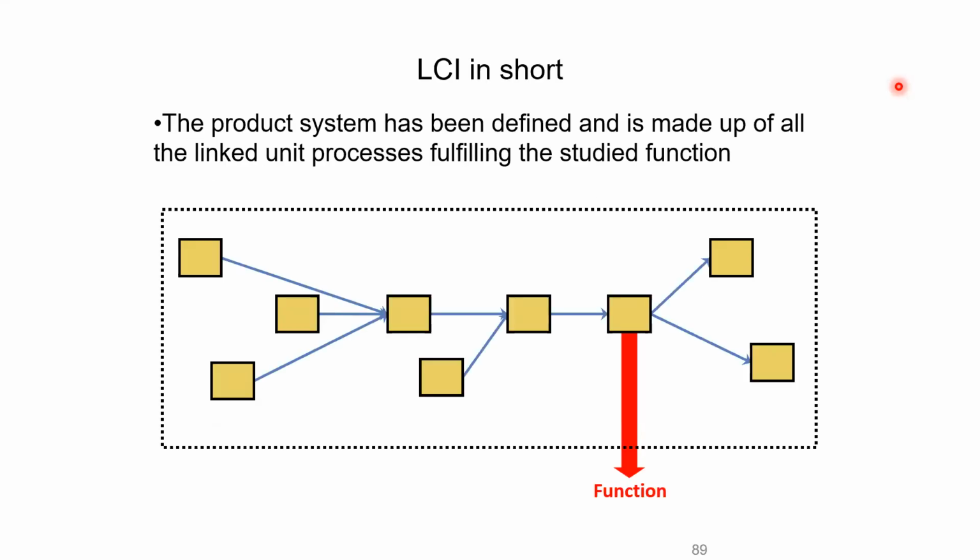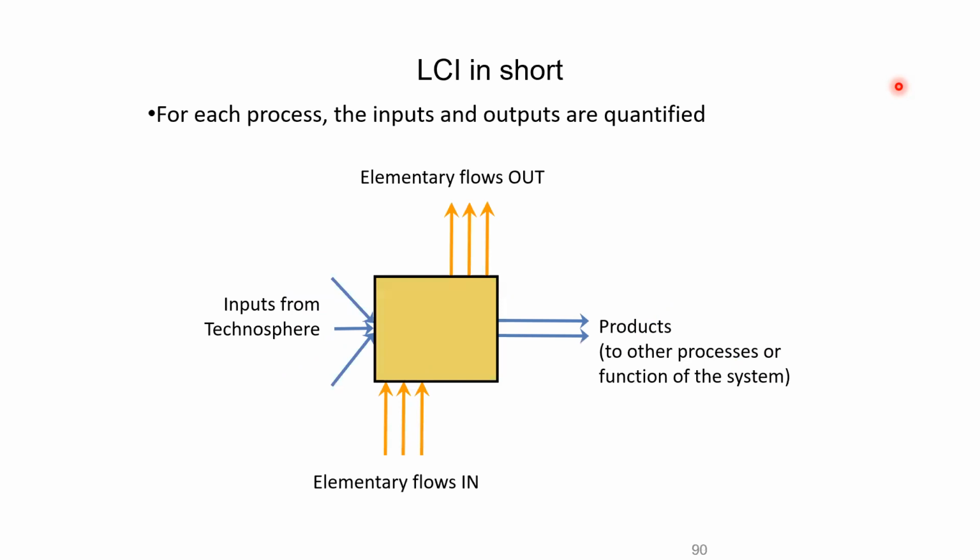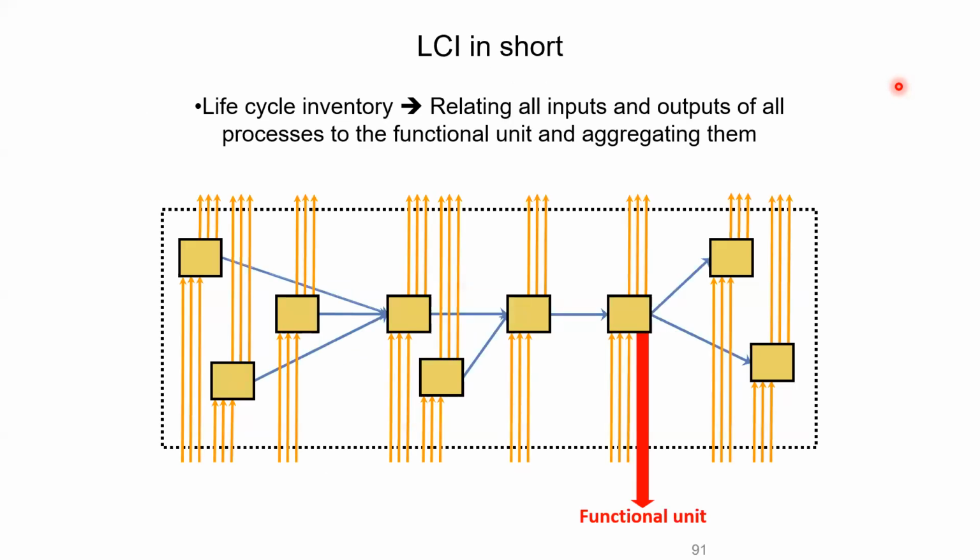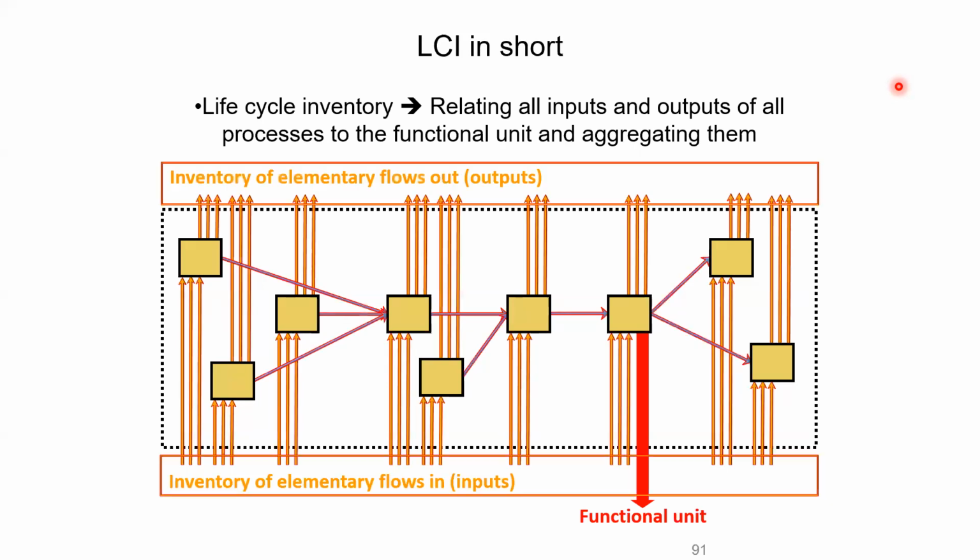In short, in LCA you have different product systems where all these different units are connected together. For this entire system, you try to get the data as per its function. For individual unit processes, you have the input from the technosphere, elementary flows coming in, elementary flows going out, and your product and other things. Entirely together, all these unit processes are connected. Each one has its input and output, and overall they work towards our LCA.